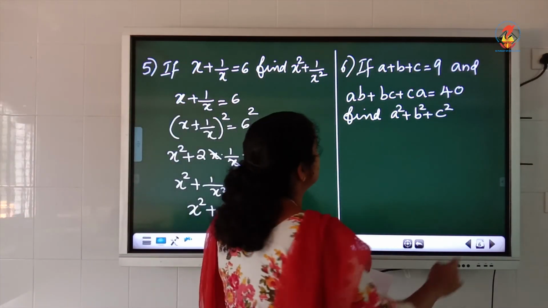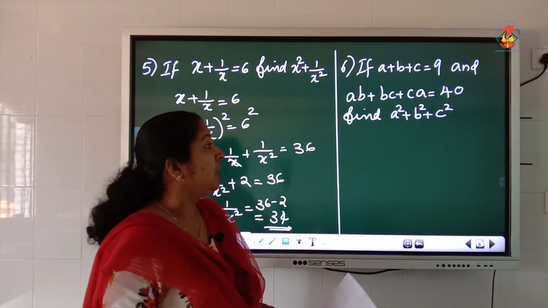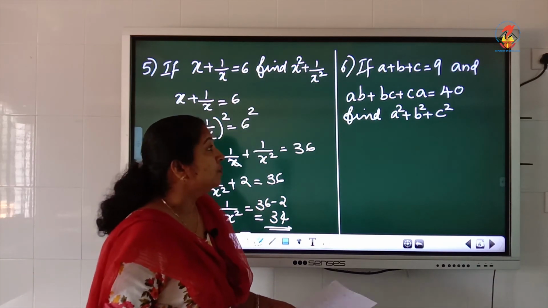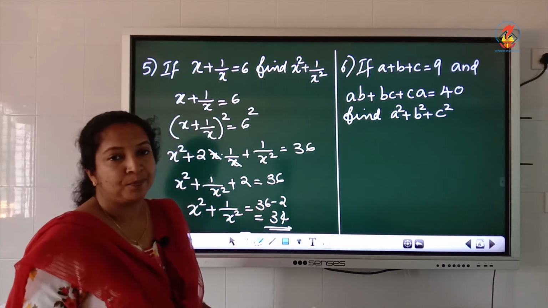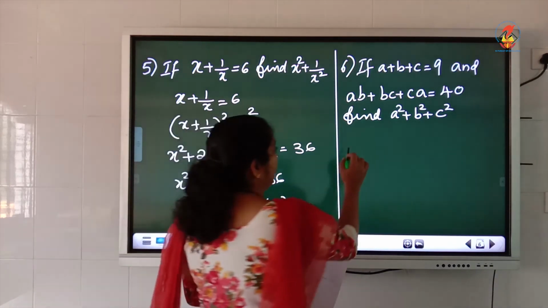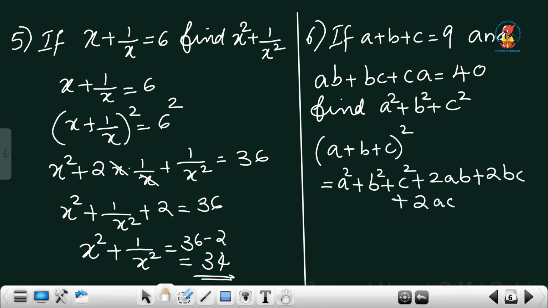And the sixth question, if a plus b plus c is equal to 9 and ab plus bc plus ca is equal to 40, find a square plus b square plus c square. So, clearly what you have to do is a plus b plus c whole square. So, a plus b plus c whole square is equal to a square plus b square plus c square plus 2ab plus 2bc plus 2ac.